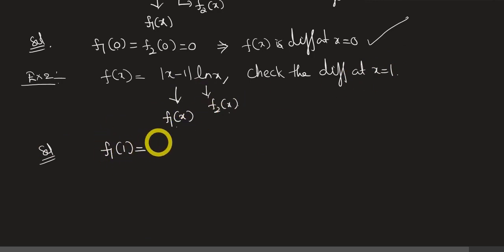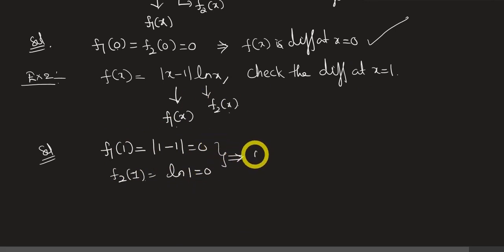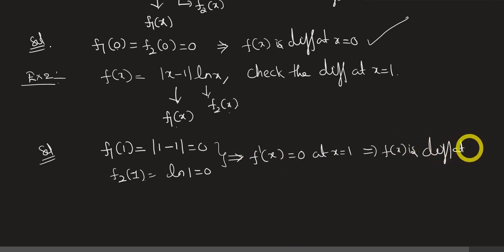So what is happening? f1(1) is equal to modulus of (1 minus 1), which is becoming equal to 0. Similarly in f2(1), in the second function, if we substitute x = 1, log 1 is equal to 0. So from these two, we can tell f'(x) is becoming equal to 0 at x = 1. So the derivative is 0, that means the derivative is defined. So we can tell that f(x) is differentiable at x = 1.